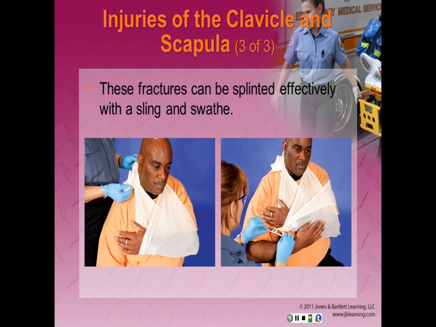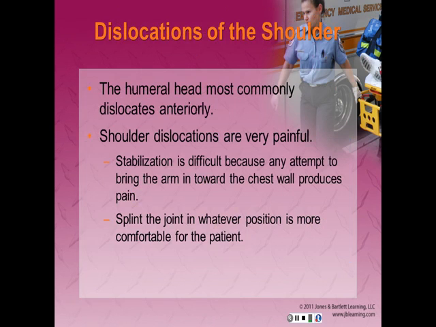These fractures can be splinted effectively with a sling and swath. A sling is any bandage or material that helps support the weight of an injured upper extremity, relieving the downward pull of gravity on the injured site. To fully stabilize the shoulder region, a swath, which is a bandage that passes completely around the chest, must be used to bind the arm to the chest wall. And you need to leave the patient's fingers exposed so that you can assess neurovascular function at regular intervals.